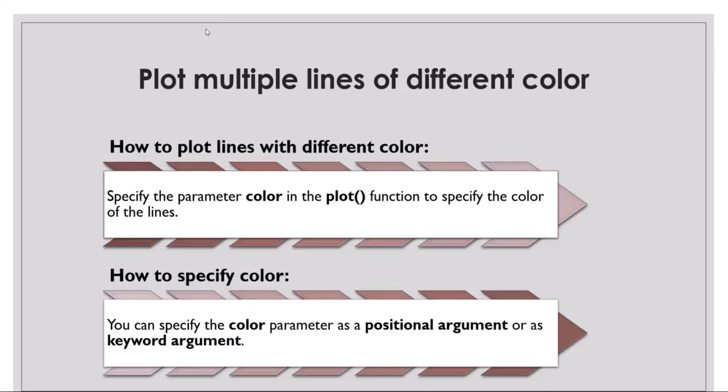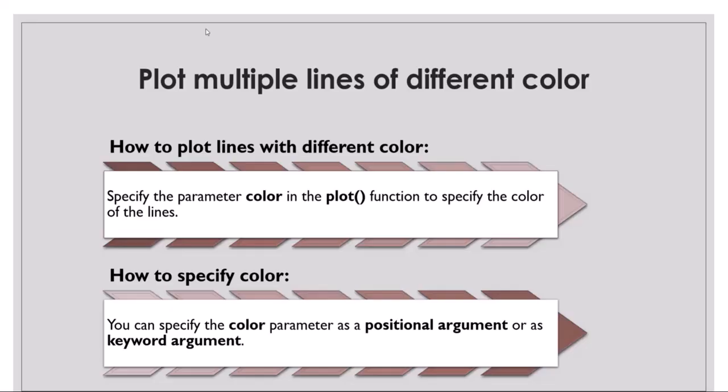Now we will move to the next topic, that is plot multiple lines of different colors. You can specify the color of the line in the chart in Matplotlib. You can specify the color parameter as a positional argument or by keyword argument. Positional argument means we can specify the color name in short form, for example r for red. With keyword argument, we specify color as a parameter and pass a color symbol, a color name, or a hex code to it.